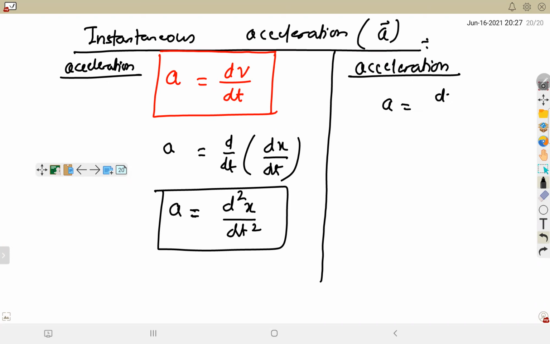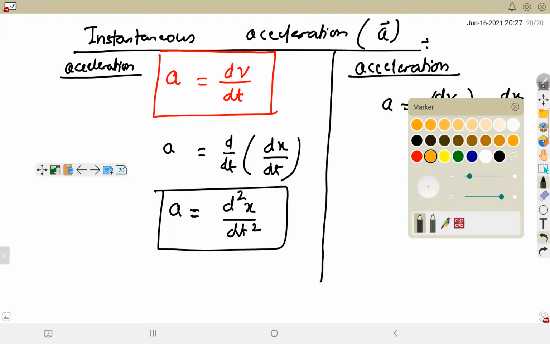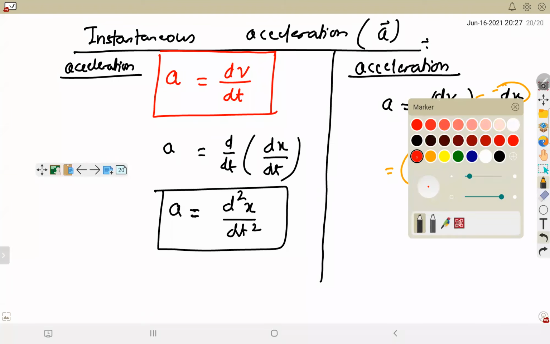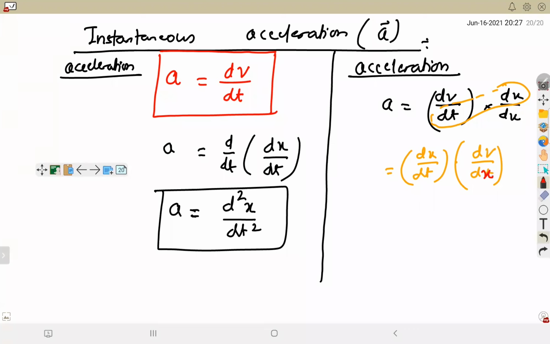Instantaneous acceleration is dv by dt. If we multiply by dx and divide by dx, and then we take this dx by dt together and rearrange these terms, it becomes dx by dt into dv by dx. We have read a bit more today, but we will have questions on these in the Friday class.